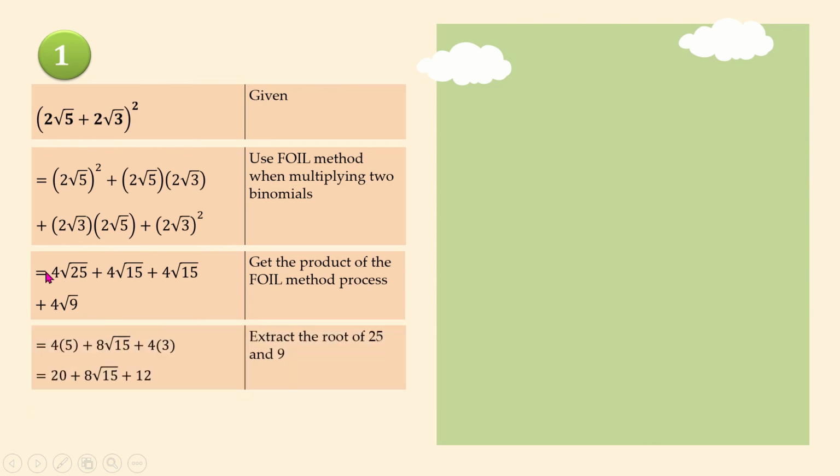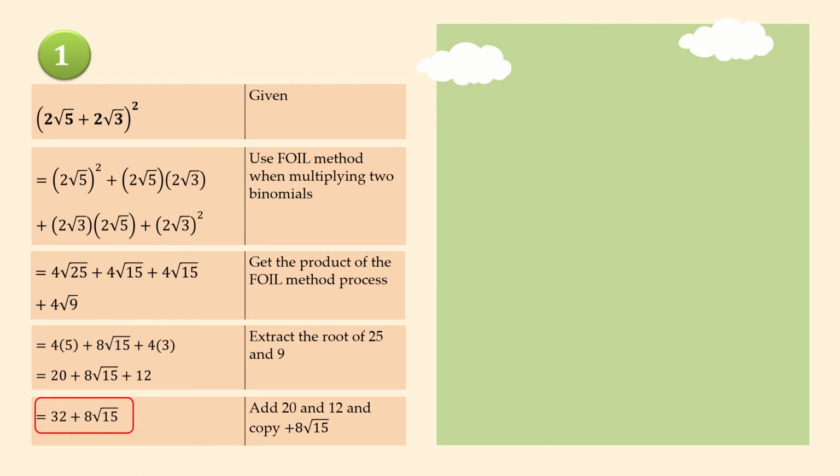Next, process. The square root of 25 is 5, times 4. Then 4 square root of 15 plus 4 square root of 15. Adding like radicals, both have square root of 15, so we add 4 and 4, which is 8 square root of 15. Then the square root of 9 is 3, times 4. 4 times 5 is 20. 4 times 3 is 12. We copy 8 square root of 15. We add 20 and 12, which is 32, and copy 8 square root of 15.